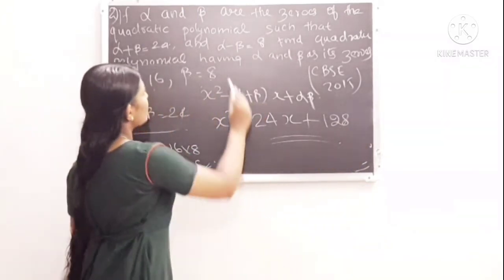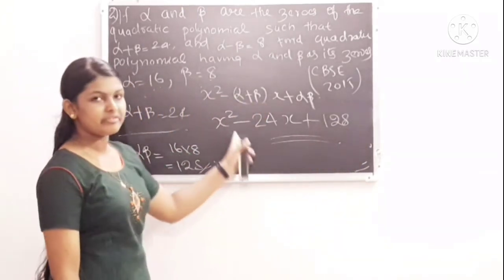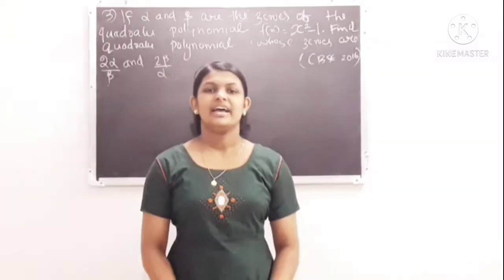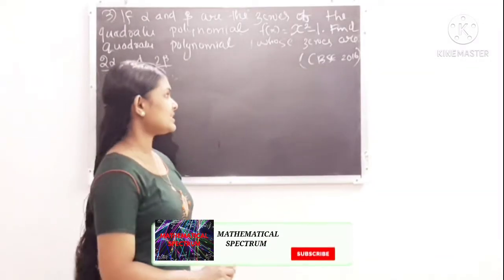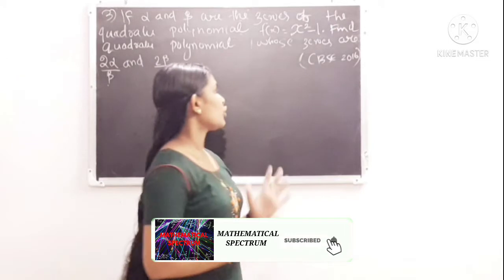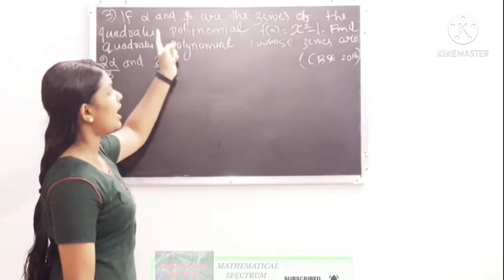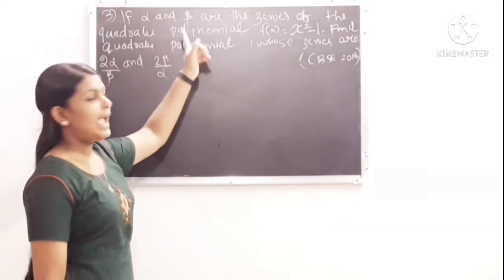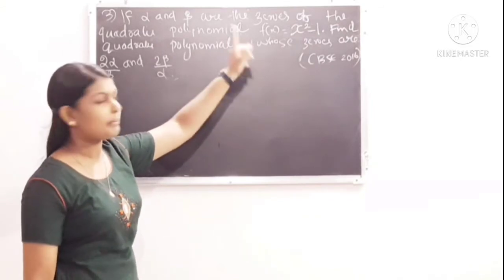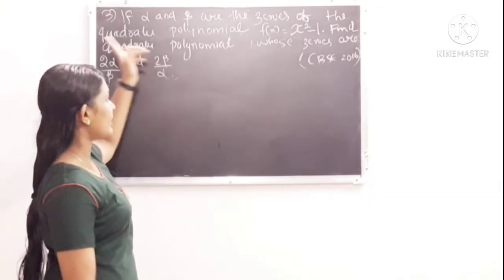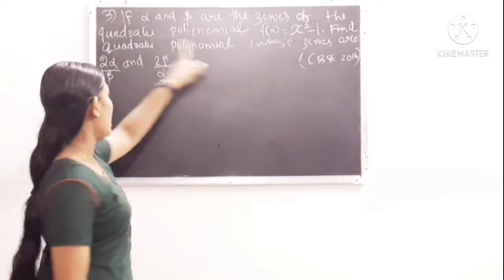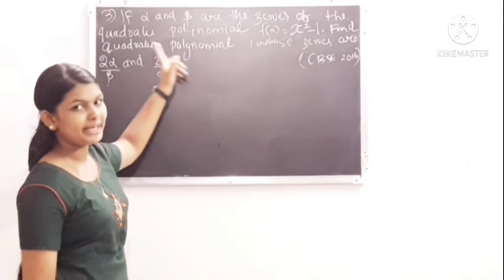So this is the quadratic polynomial having alpha and beta as its zeros. Okay. Now this is our third question, and this is asked in the year 2016. The question says that if alpha and beta are the zeros of the quadratic polynomial f of x equal to x square minus 1, we have to find the quadratic polynomial whose zeros are 2 alpha by beta and 2 beta by alpha.